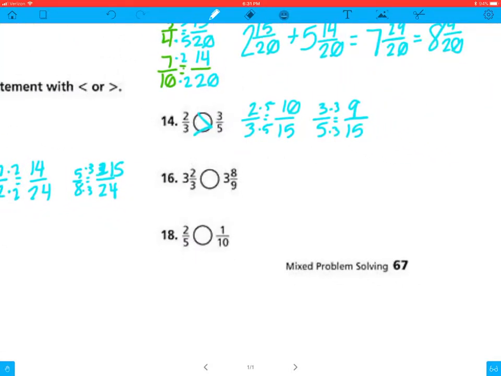Oof, so small. All right, 2/3 versus 8/9. 2/3, I know my common denominator is 9. I multiply and I get 6/9. So 3 and 6/9 versus 3 and 8/9. The 3 and 8/9 is greater.